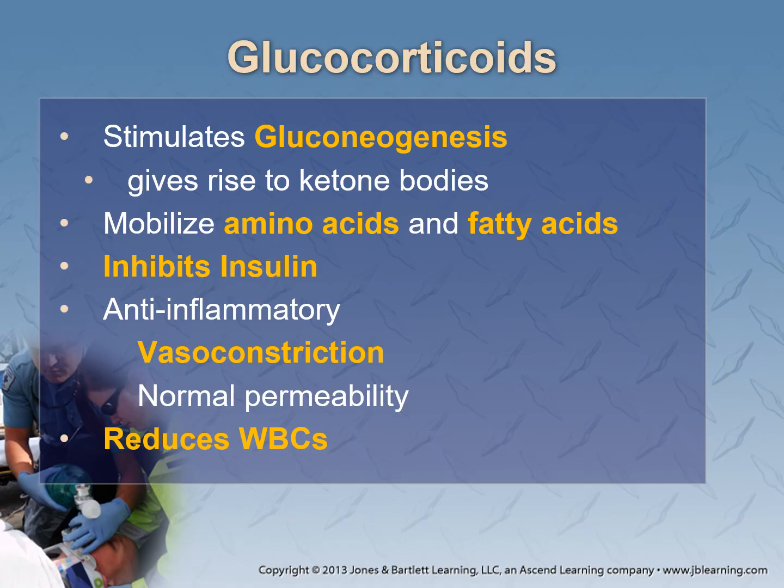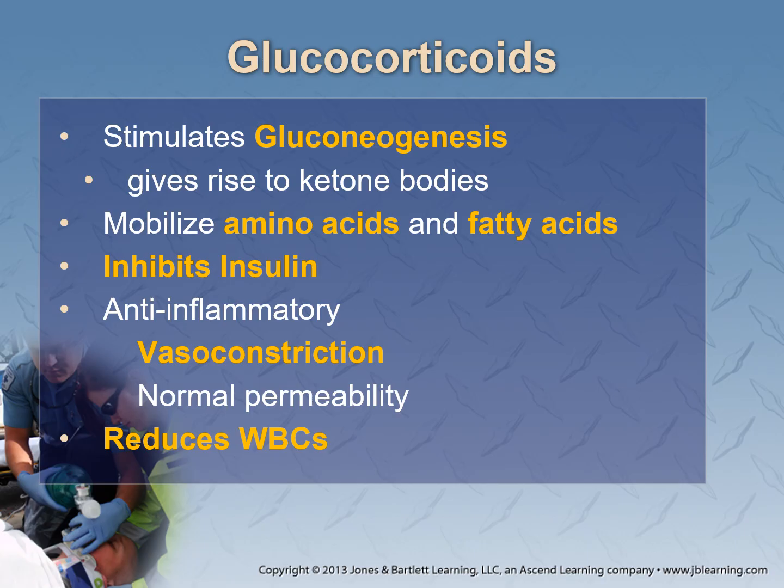We then, with glucocorticoids, will mobilize amino acids and fatty acids. We'll inhibit insulin, so our blood sugar is going to be going up. Glucocorticoids cause blood sugar to go up, and then we get some vasoconstriction, and then it basically normalizes permeability.